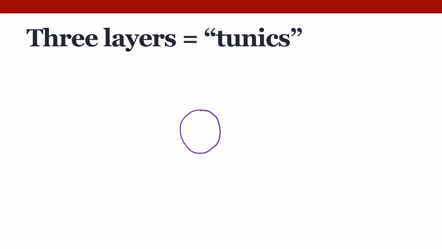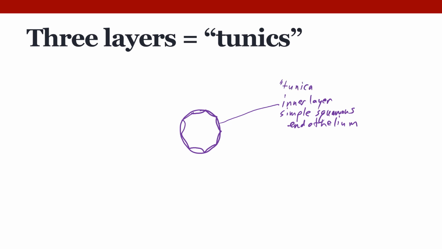There is an inner layer made of, just like the lining of the heart, simple squamous endothelium, and this is called the tunica interna, or sometimes instead of interna, they call it intima because it is in intimate contact with the blood.